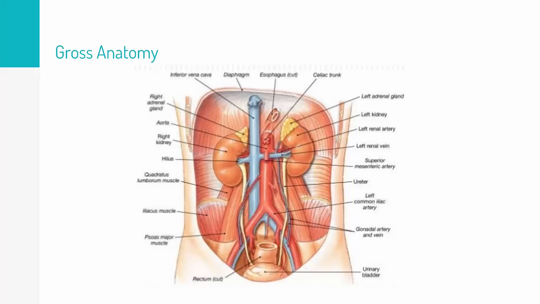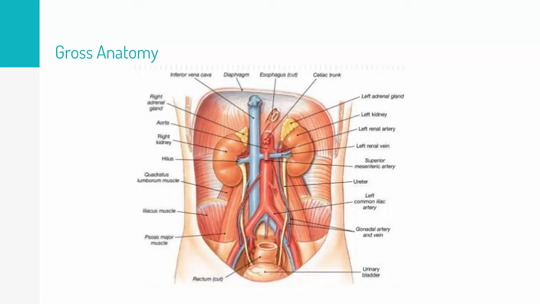So to begin, the gross anatomy of the kidney. The kidneys are paired retroperitoneal organs. So in other words, they sit behind the peritoneum. They are located within the human body between T12 and the L3 vertebra. The right kidney is situated just below the diaphragm and posterior to the liver, while the left sits below the diaphragm, and behind the spleen.